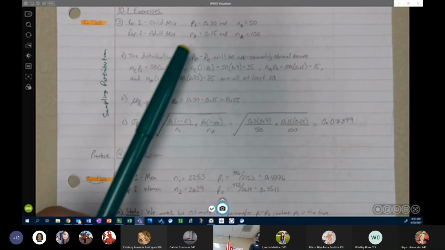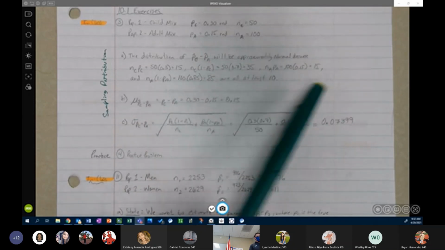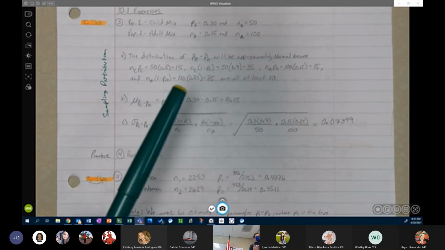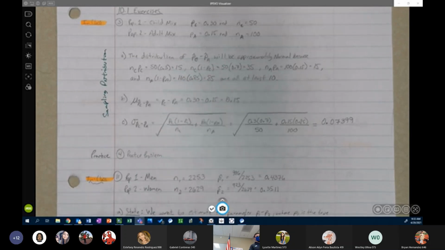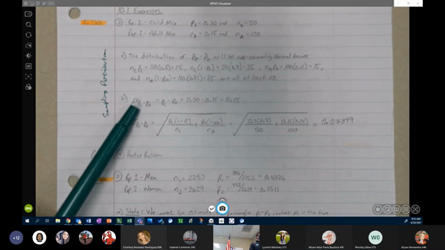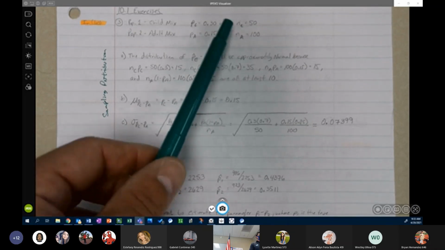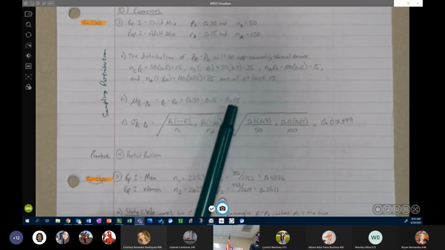So for part A, the distribution of P hat sub C minus P hat sub A will be approximately normal because all of these counts are at least 10: we have 15, 35, 15, and 85. That is the large counts condition. That means our distribution can be approximately normal. The mean of the difference between the children and adult proportions is going to be 0.3 minus 0.15, just the proportions we were told at the beginning. And we get 0.15.